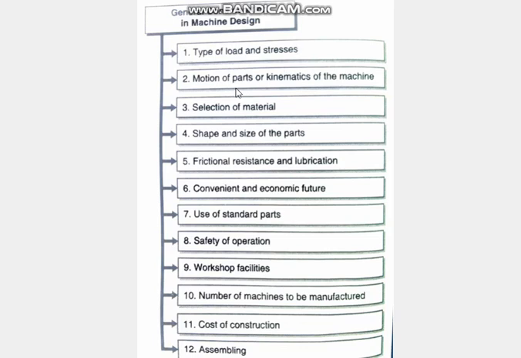Then the second is motion of parts, or kinematics of the machine. The successful operation of any machine will depend upon how the parts are arranged with respect to each other, and if two links are joined at the ends, how they are going to move relative to each other. We have to see whether they have reciprocating motion, rotary motion, oscillatory motion, simple harmonic motion, or whether they are moving with a constant velocity, or some acceleration is there. All those things we have to consider. That is the second step.